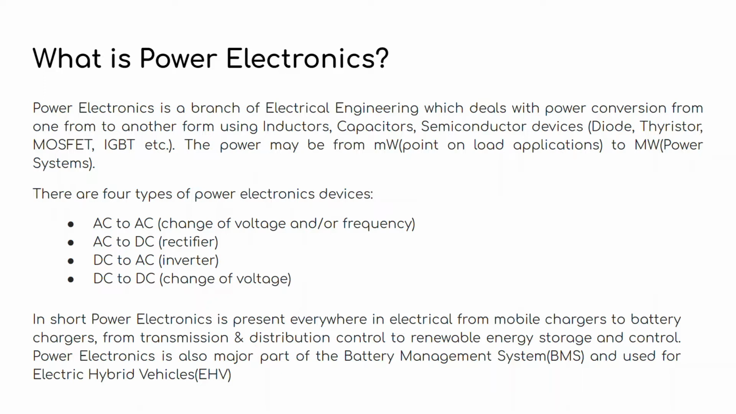form to another using inductors, capacitors, semiconductor devices, and so on. This power may be from milliwatts to megawatts. So there are four types of power electronic devices. They are AC to AC devices, AC to DC devices, DC to AC devices, and DC to DC devices. So let's discuss each of them in detail in the upcoming slides.